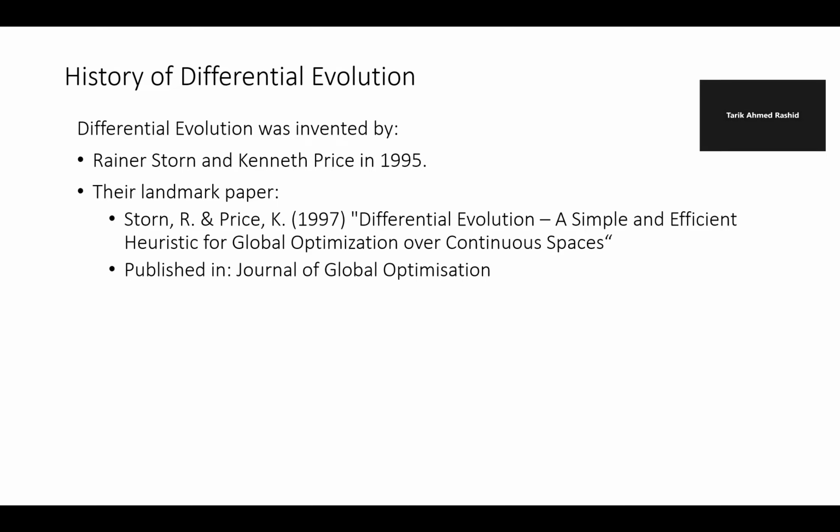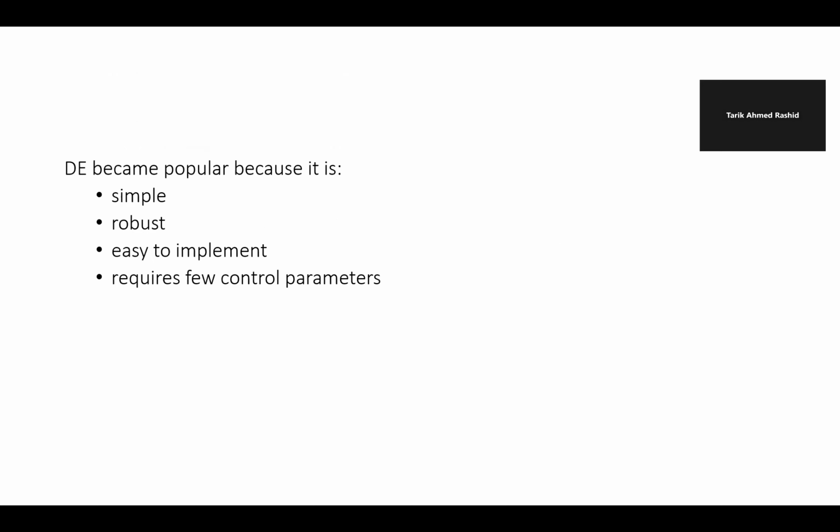History of differential evolution, or DE: it was coined by Rainer Storn and Kenneth Price in 1995. Their landmark paper, Storn R. and Price K., 1997, Differential Evolution: A Simple and Efficient Heuristic for Global Optimization over Continuous Spaces. The paper was published in the Journal of Global Optimization.